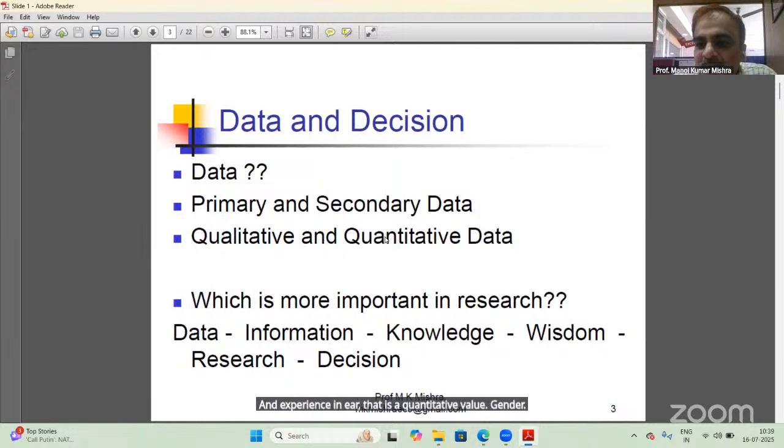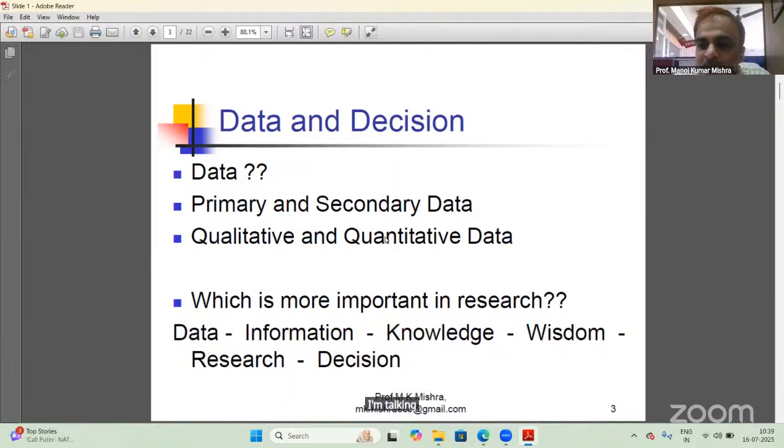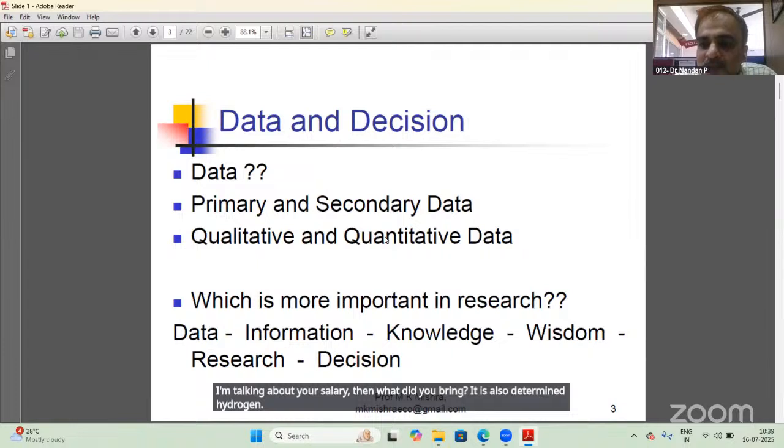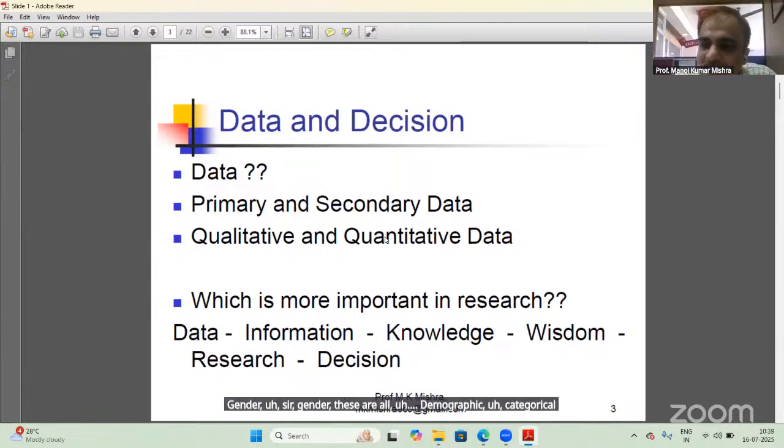Gender of the person. I'm talking about your salary. Then what is your gender? It is also determined by gender. And these are all demographic categorical variables, aren't they, sir? Yes. Categorical means qualitative. We divide into categories. This is also the dummy variable. Categorical means not changing, like 1, 2.